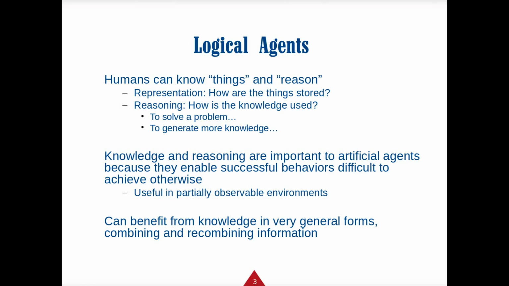Humans can know things and reason. So how do you represent knowing things? How are things stored? And the reasoning, how is knowledge stored? So you have these concepts, how do you store them to solve a problem, and also as you learn more knowledge, how would you do it? Knowledge and reasoning are important for artificial agents because they enable successful behaviors difficult to achieve otherwise. So basically, if this happens and this happens, do this. It's a way we interact with the environment generally and how we think about things.